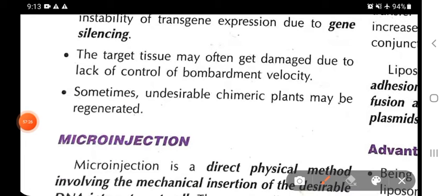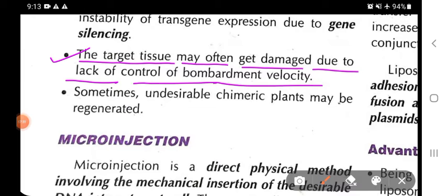The second disadvantage is that target tissue may often get damaged due to a lack of control of bombardment velocity. The main thing is at what velocity, at what speed, we are doing this particle bombardment. If we increase the speed to achieve transformation, then eventually it damages the tissues, and it is difficult for damaged tissues to regenerate into a plant or an embryo.